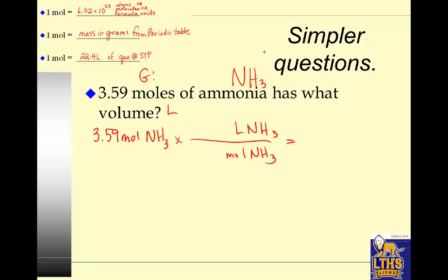This is only one step because I only have to use one of these conversions, because I already have moles. If one of the units in your given or your find is moles, it's a one-step problem. Moles of ammonia cancel. 3.59 times 22.4 is 80.42 liters of NH3. One step, easy peasy.